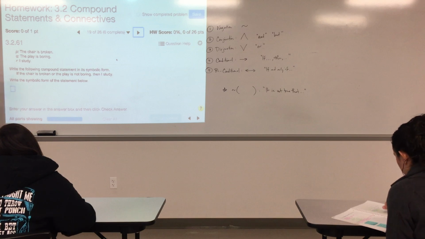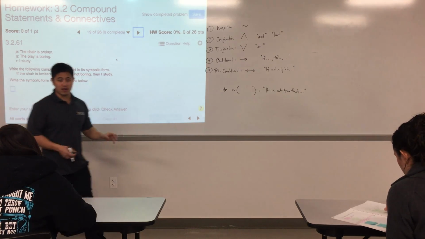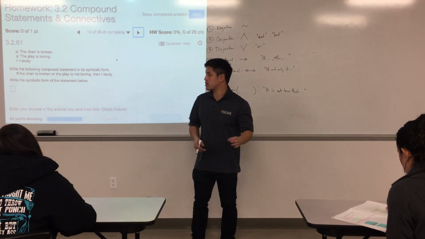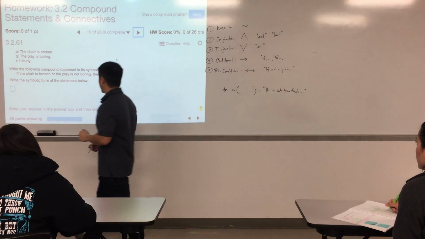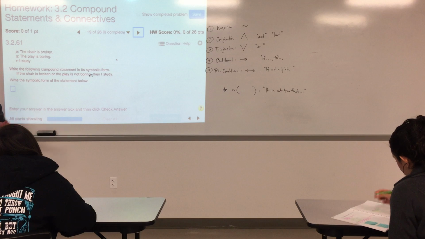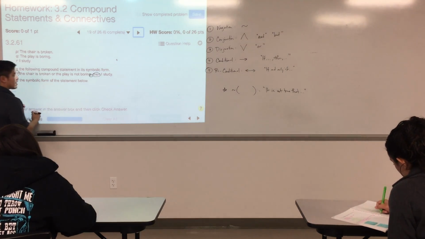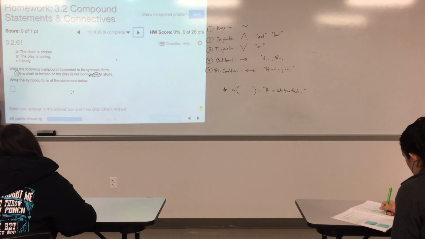All right, if the chair is broken or the play is not boring, then I study. All right, so we now are going back to writing your symbolic statements. We have 3 statements here that need to be done. This is a lot easier than what you think it is. Okay, let me give you your first hint. Always look for the comma if there is one. The comma helps you know how to break up your problem. Okay? You see that it's an if, then, meaning that you have to have some conditional arrow.